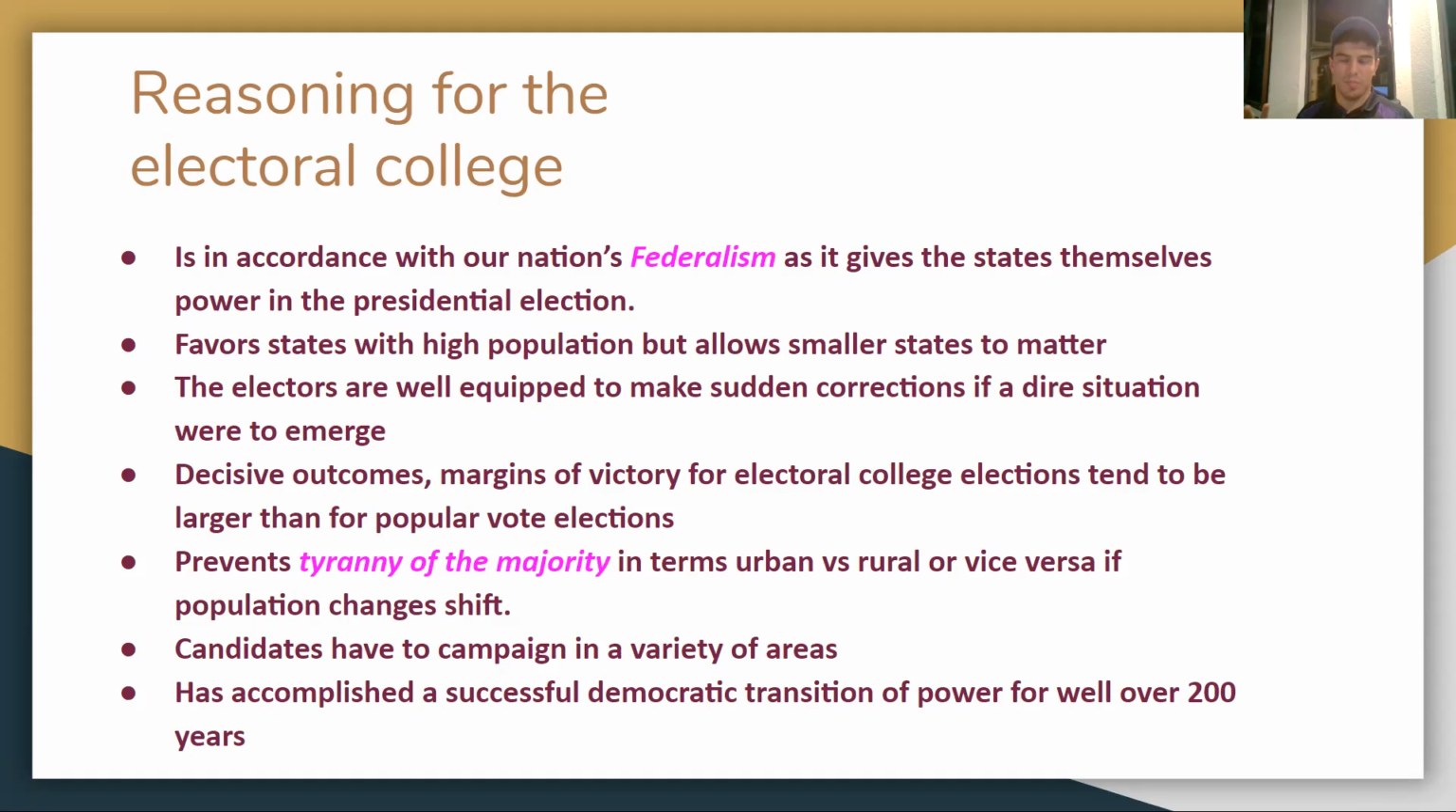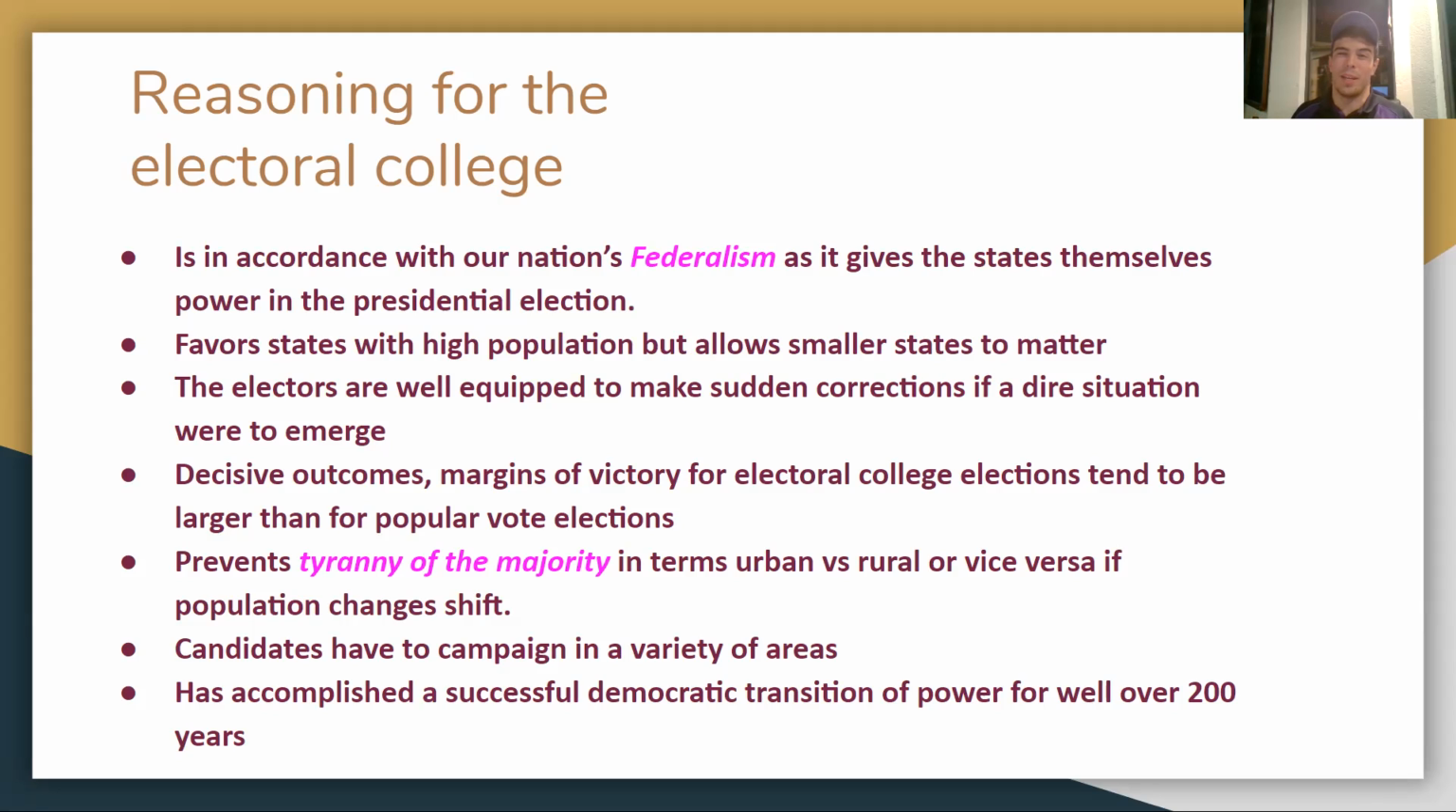So the electors are well equipped to make sudden corrections if a dire situation were to emerge. All right, so it's very possible that a president could die the day after being elected. Now, if you just had a popular vote to select them, picking the replacement is going to probably be kind of an ugly process because you don't really have an alternative. But the electors meeting in December in our Electoral College, they can easily, because these are people that are loyal to the party that won, and loyal to the candidate that won, so they can make the most appropriate selection possible.